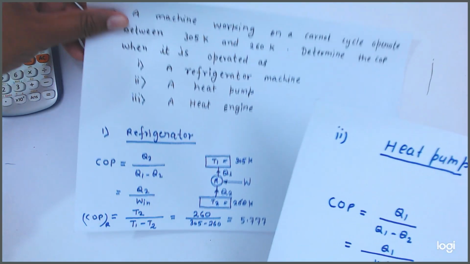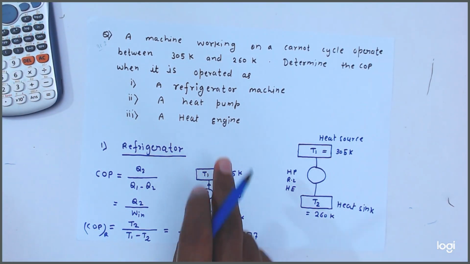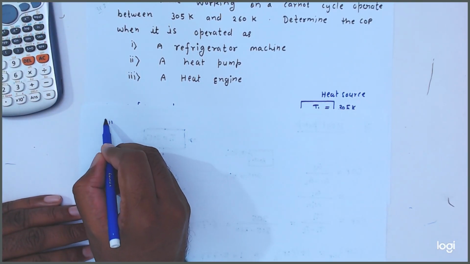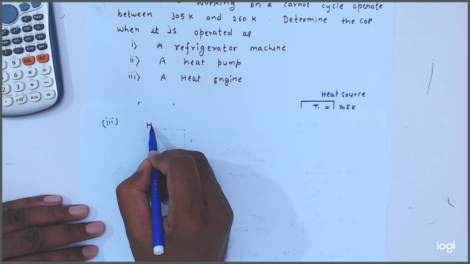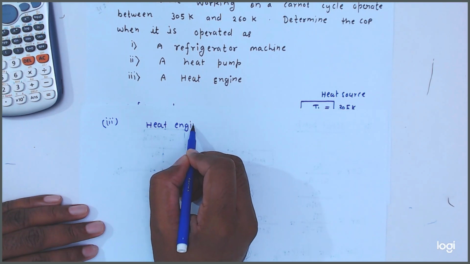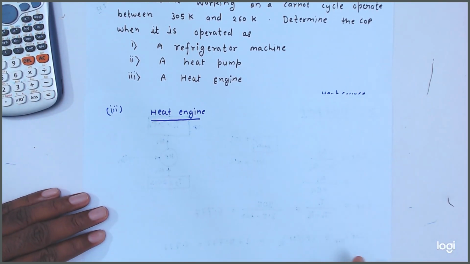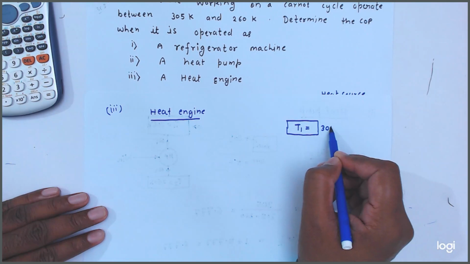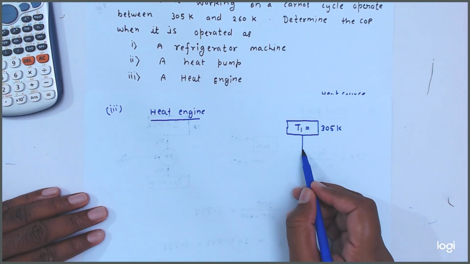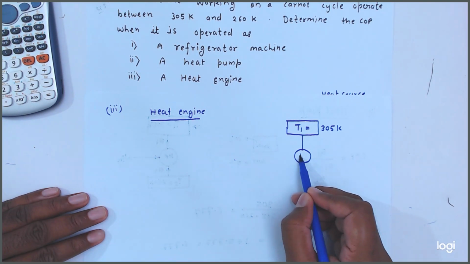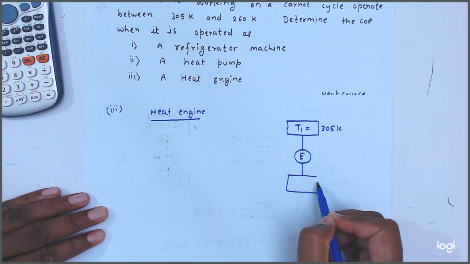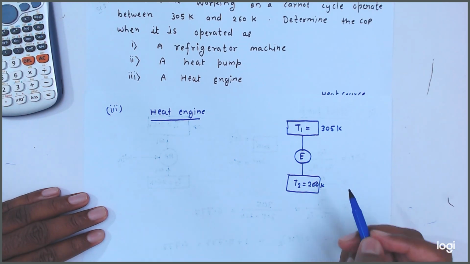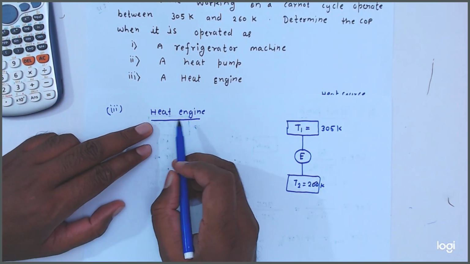Now friends, the third case is that this cycle is working as a heat engine. Again the same thing. This is the higher temperature T1 equal to 305 Kelvin. Here the engine is there, and here is the lower temperature T2 equal to 260 Kelvin. Friends, first what is an engine?